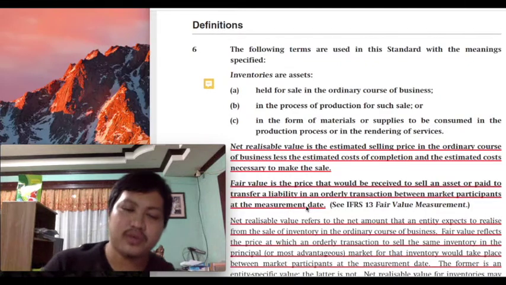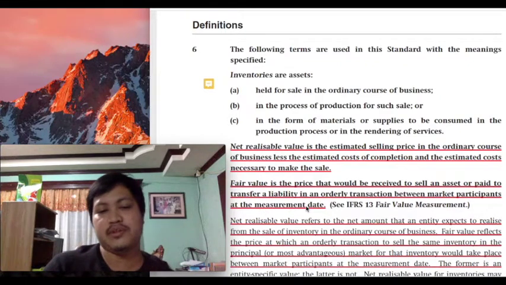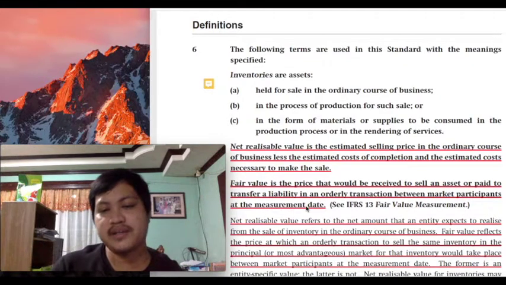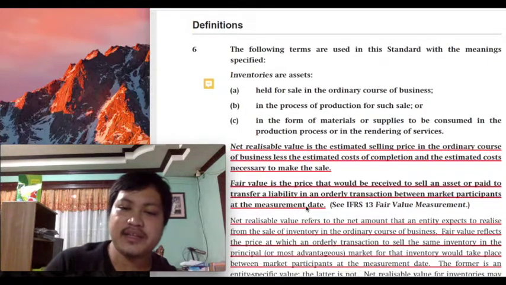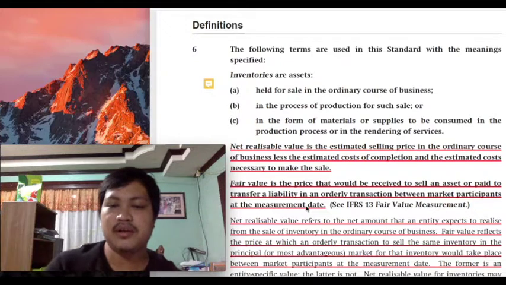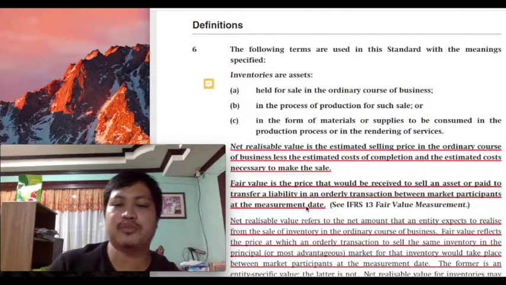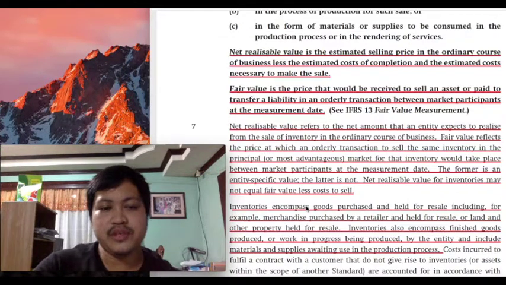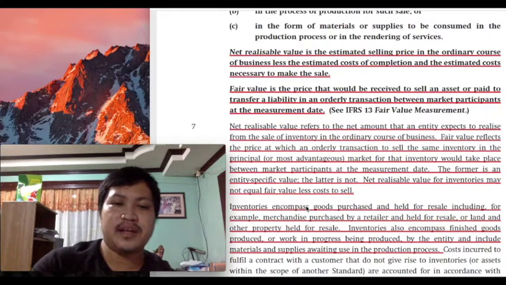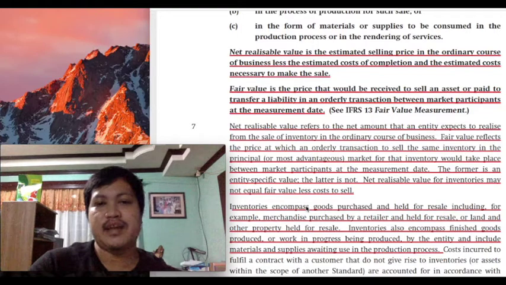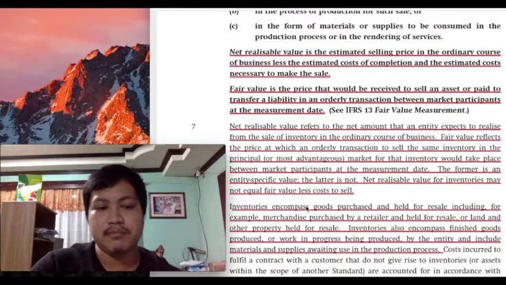Now, fair value, as we may have encountered before already, is the price that would be received to sell an asset or paid to transfer a liability in an orderly transaction between market participants at the measurement date. Fair value is relevant here because we can use the fair value in arriving at our net realizable value, especially with regard to our estimated selling price.